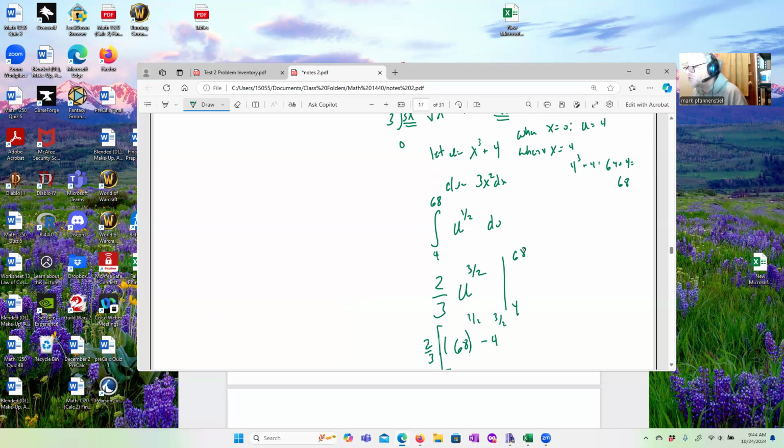I'm sure these are delightful numbers, but that's kind of what you're dealing with. You can get to a calculator and go ahead and do that. I wouldn't be too upset if you left it just sitting like this, because 4 to the 3/2 is not so bad, but 68 to the 3/2 is awful. Okay, so that's how you do that kind of a problem.